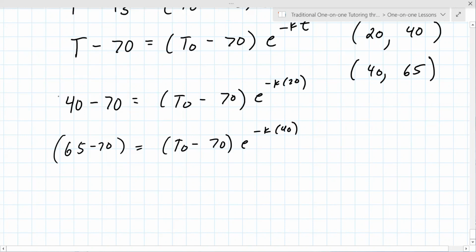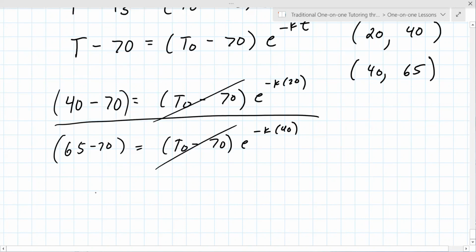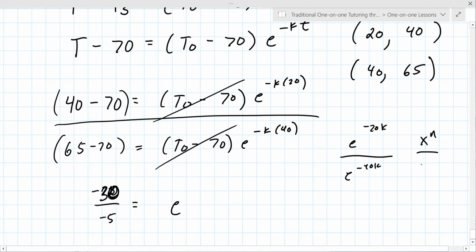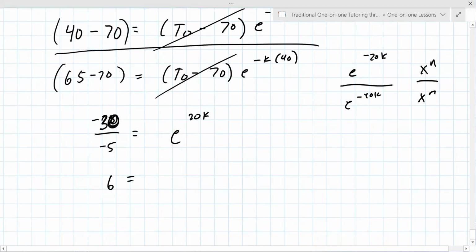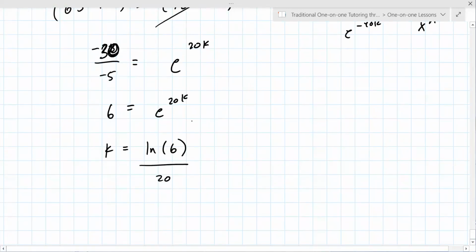Okay. And then you divide them, right? You divide, and the nice thing is that the first things cancel out. Then on the left here, it's minus 30 over minus 5 equals, and then it's e to the minus 20K over e to the minus 40K. It's that x to the n over x to the m, we subtract them. Minus 20 plus 40, so 20. Okay, and then that's 6 on the left equals e to the 20K. You do ln 6 equals 20K, and then K equals ln 6 over 20.